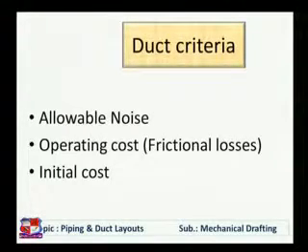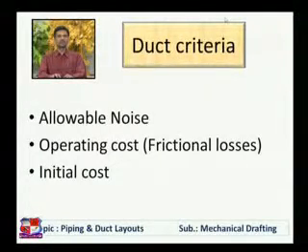Then the second criterion is operating cost. If frictional losses are allowed, then operating cost would be higher. If frictional losses are less, then operating cost would reduce. And initial cost. In the case of a duct having lower frictional losses, the initial cost would be higher, and in the case of a duct having higher frictional losses, initial cost would be less.